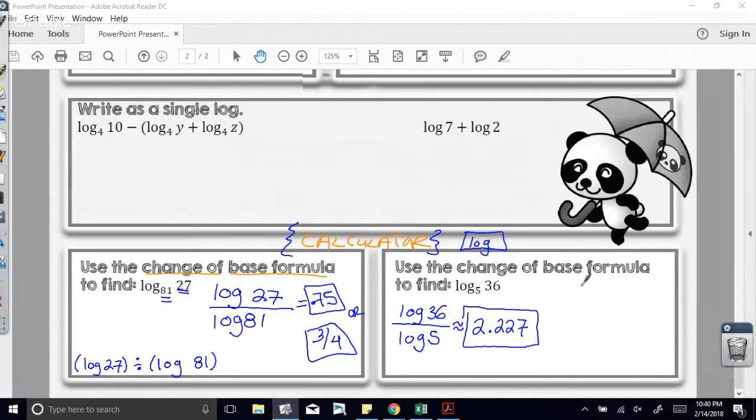Okay, but this is one we can't answer. 5 to what power gives us 36, right? So again, because it's a decimal, 2.227, so we're not going to do it in our head. We're not going to do it by hand. We're going to use a calculator to help us figure that out.